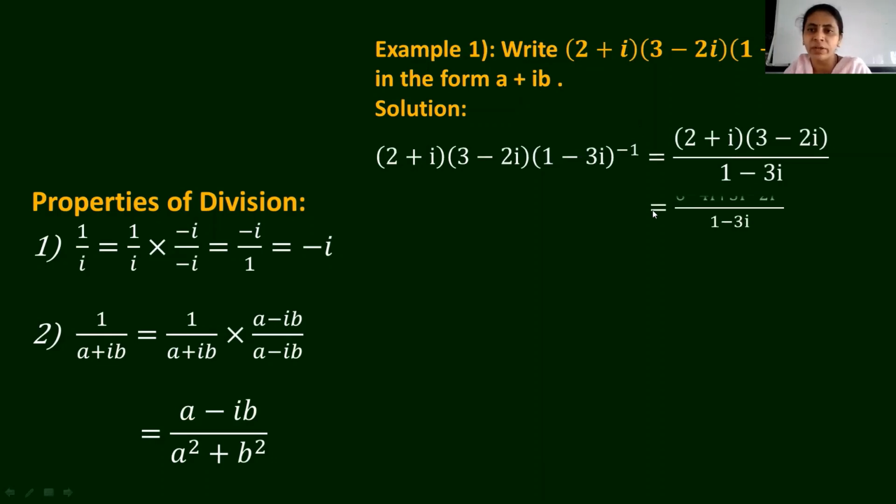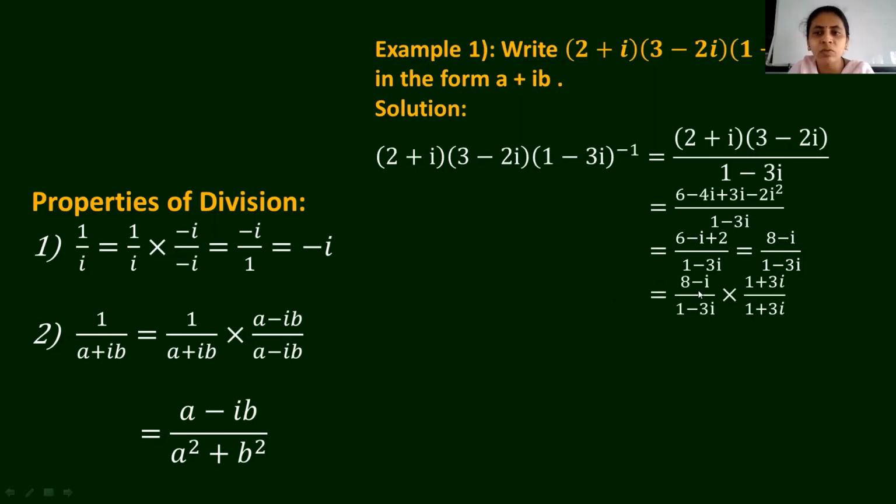Here we have to do multiplication of two complex numbers on the numerator, and in the denominator we have written 1 minus 3i. So after doing this multiplication, finally we get 8 minus i in the numerator upon 1 minus 3i. Now here we have to do division of two complex numbers, 8 minus i upon 1 minus 3i. So again we have to multiply by the conjugate of 1 minus 3i in the numerator and denominator. So here we have multiplied 8 minus i upon 1 minus 3i into 1 plus 3i upon 1 plus 3i.